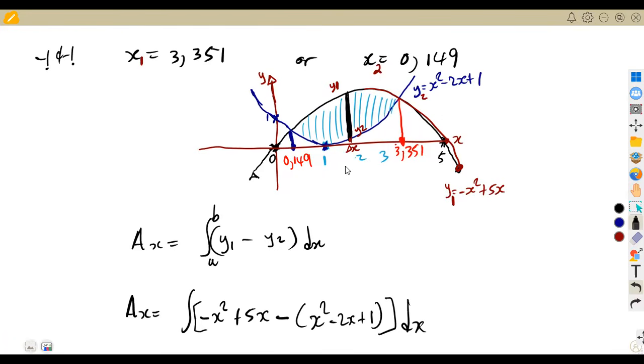We integrate this with respect to x, and our limits taken now between the points of intersection. We are using the points of intersection there, which are the values of x. The lower limit is 0,149, and the upper limit, which is at 3,351. You do not just take any value, you use the points of intersection now as your limits.